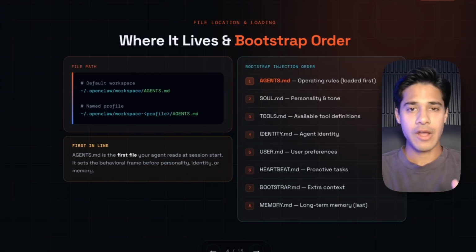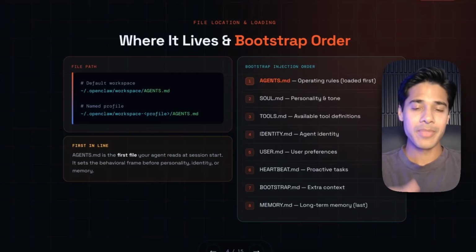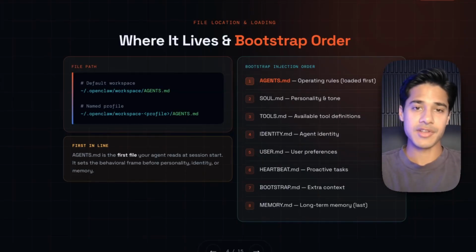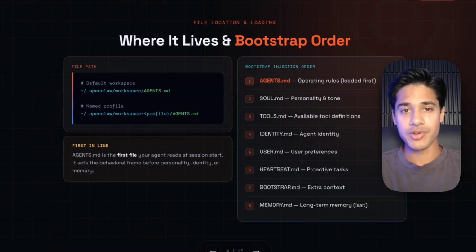The agent's markdown file is literally the first thing your agent reads. It's set as the behavioral frame, before personality, before identity, and before memory. Everything else builds on top of the operating rules. The loading rules here are the same as all of the Bootstrap files. The blank files get skipped, the oversized files get trimmed with truncation markers, and the missing files receive marker lines, so the agent knows that they should exist, but they don't.